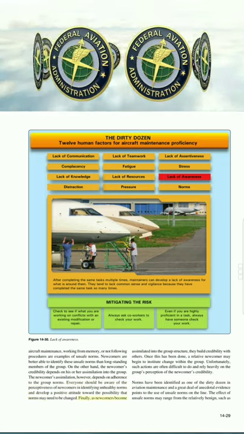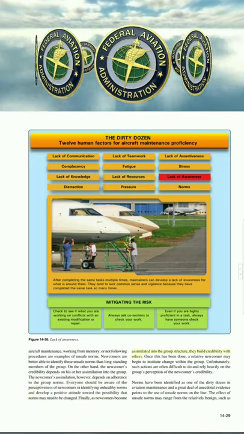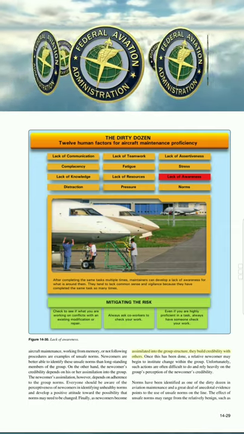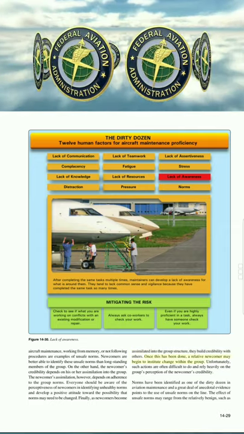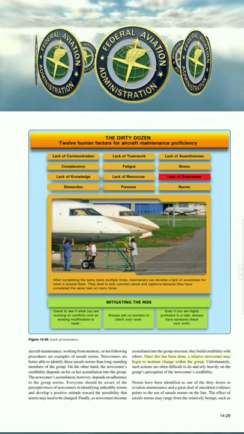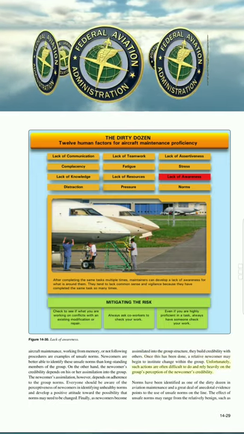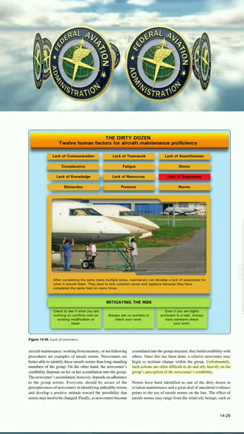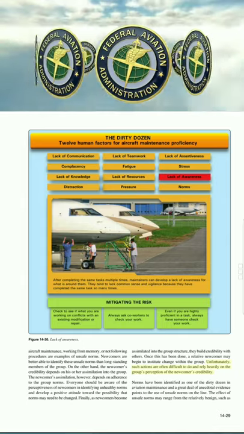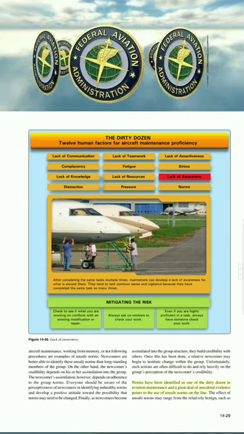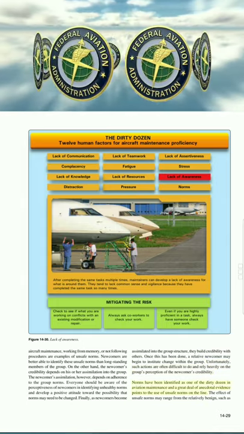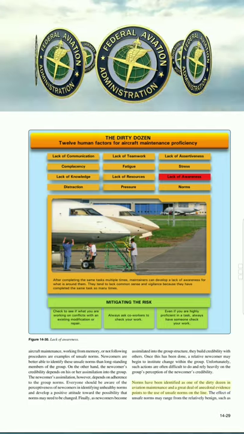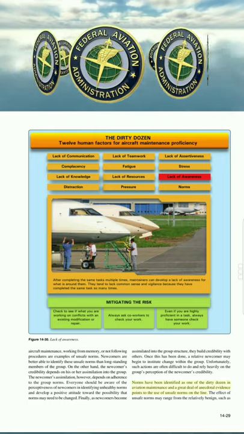Finally, as newcomers become assimilated into the group structure, they build credibility with others. Once this has been done, a relative newcomer may begin to institute change within the group. Unfortunately, such actions are often difficult to do and rely heavily on the group's perception of the newcomer's credibility. Norms have been identified as one of the Dirty Dozen in aviation maintenance, and a great deal of anecdotal evidence points to the use of unsafe norms on the line.